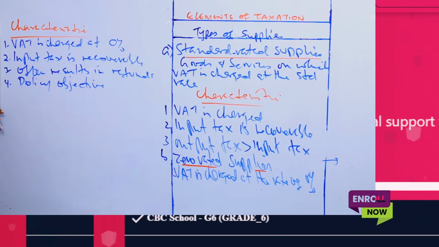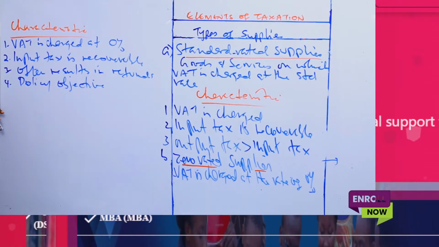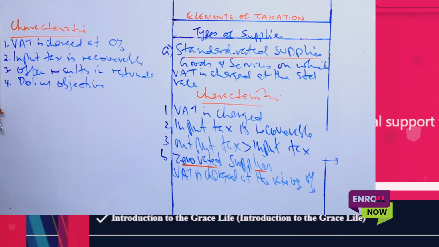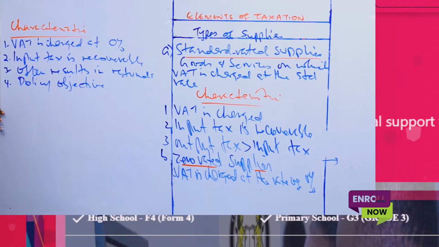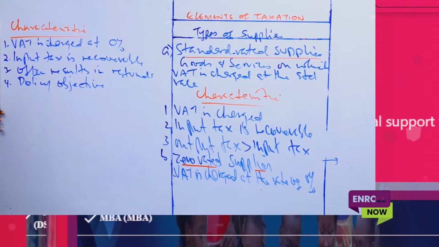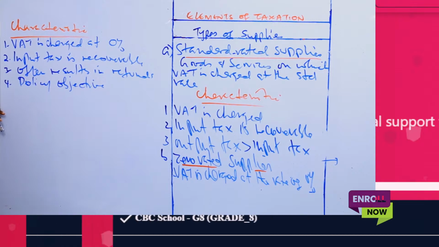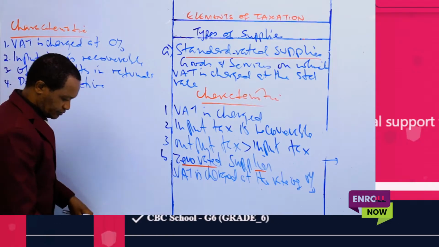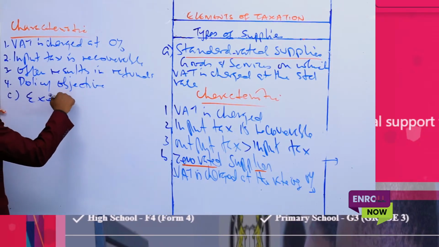Candidates, we are discussing types of supplies. Then the third type of supplies is what we call exempt supplies.